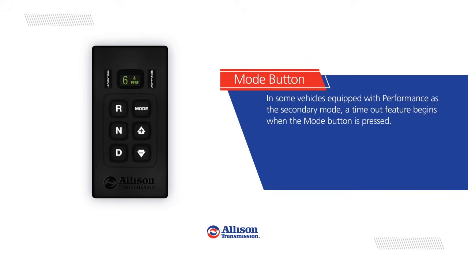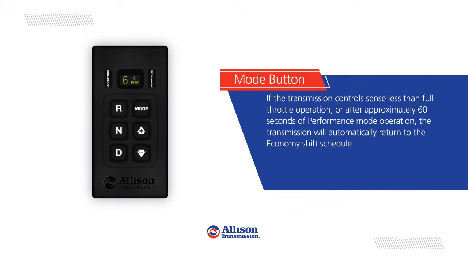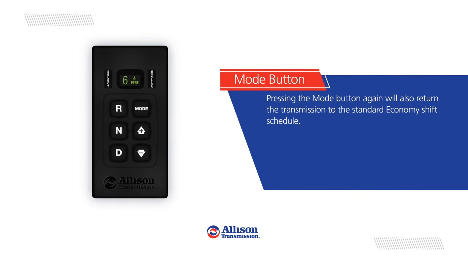In some vehicles equipped with performance as the secondary mode, a timeout feature begins when the mode button is pressed. If the transmission controls sense less than full throttle operation, or after approximately 60 seconds of performance mode operation, the transmission will automatically return to the economy shift schedule. Pressing the mode button again will also return the transmission to the standard economy shift schedule.